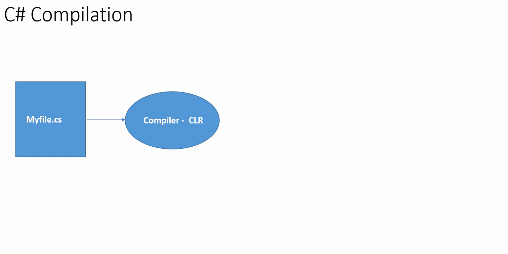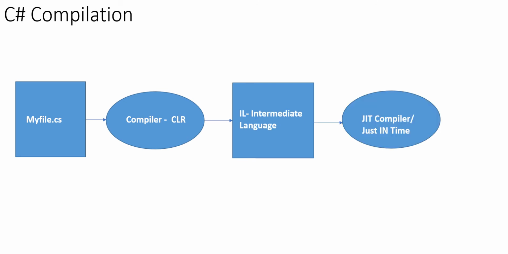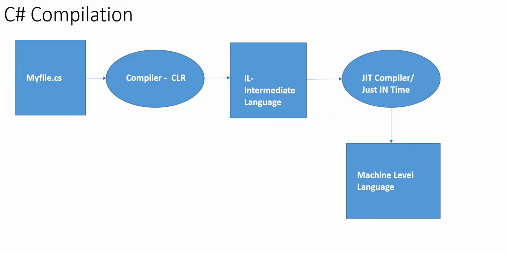It will convert our C# source file into a special form called intermediate language. This intermediate language is also known as Microsoft Intermediate Language. Again, this intermediate language is given as the input to the just-in-time compiler. It will convert our intermediate language into machine level language. The entire process is known as compilation, and the process of converting our intermediate language into machine level language is known as JIT compilation.